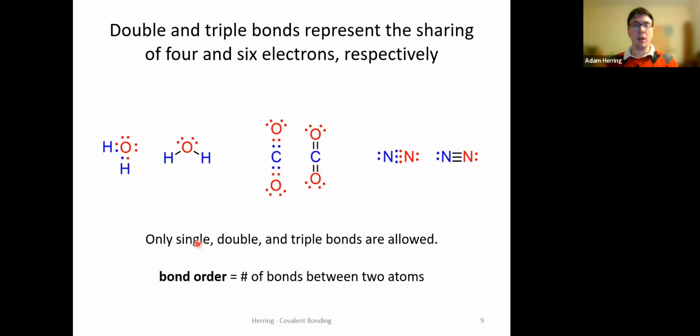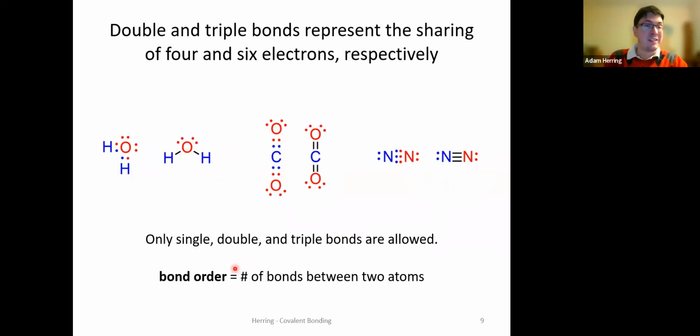What this does is give rise to double and triple bonds in the case of oxygens and nitrogens and carbons. And we see here between the oxygen and the hydrogens, we have single bonds, as in the case of water. This molecule here is carbon dioxide. It has two sets of double bonds between the carbon and two different oxygens. And then nitrogen forms a triple bond between the two different nitrogen atoms.